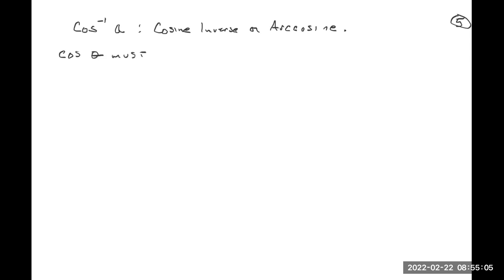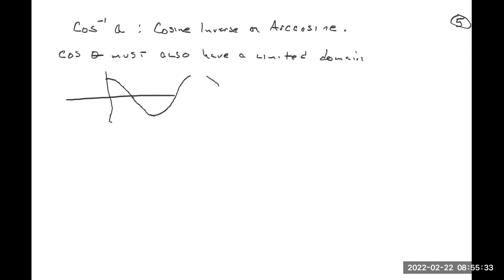Cosine theta must also have a limited domain. Cosine, remember, starts at the top of its range, falls down on its way to the minimum of its range, and then turns around and comes back up and so forth, right? So it clearly passes the vertical line test and proceeds then to fail the horizontal.